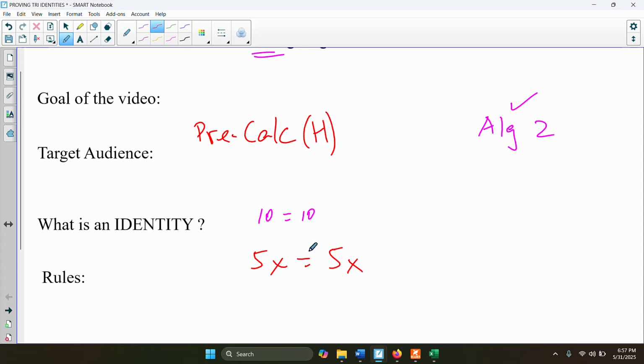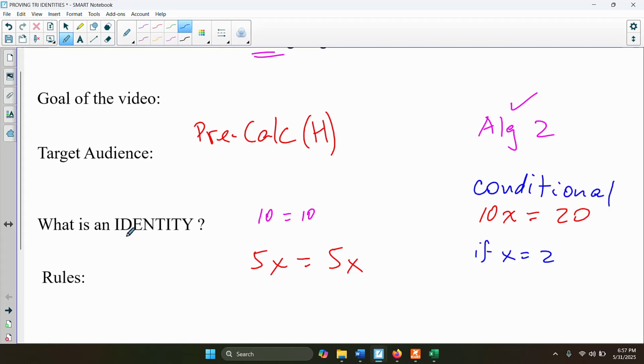However, not all equations are identities. As an example, if I give you 10x equals 20, is that a true statement? Well, it depends. If x equals 2, then yes, this is true. This is what we know as a conditional identity. It's conditional because under a certain condition, if x equals 2, then this is true. Otherwise, this is not true.